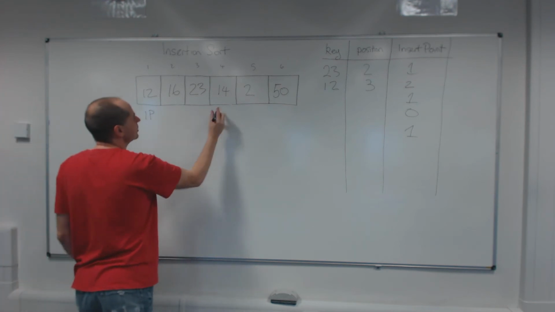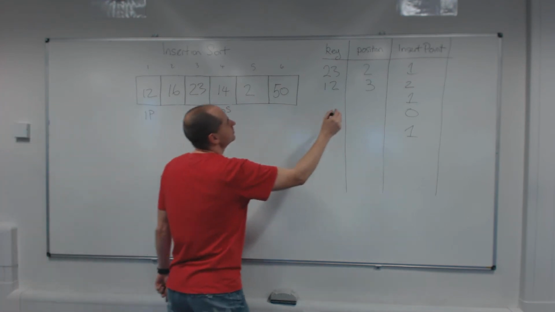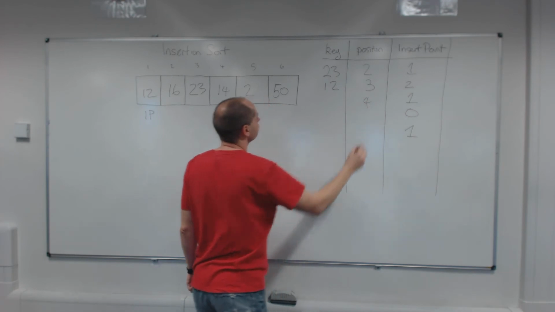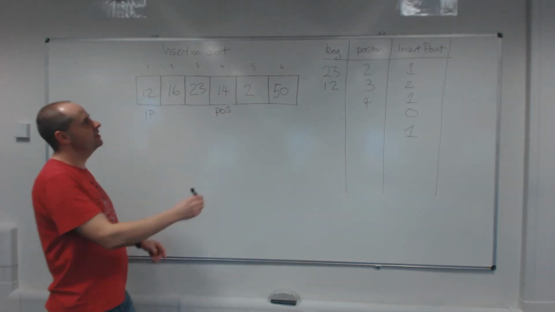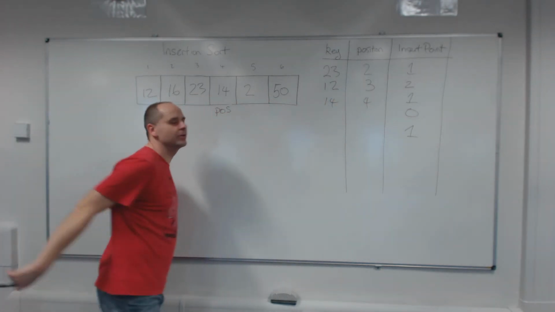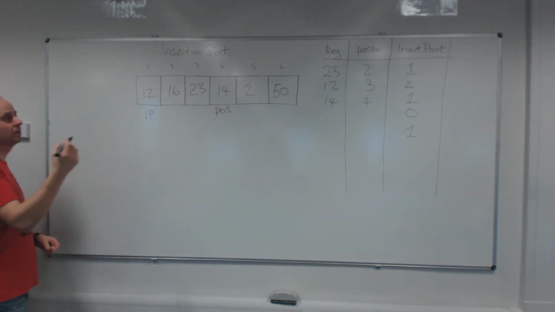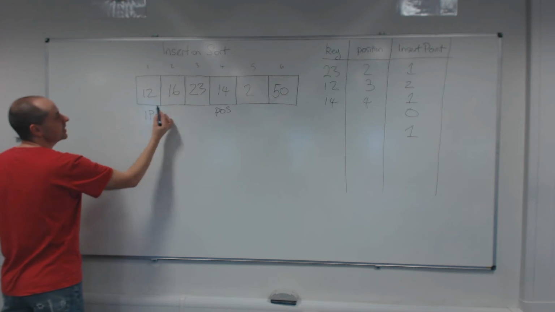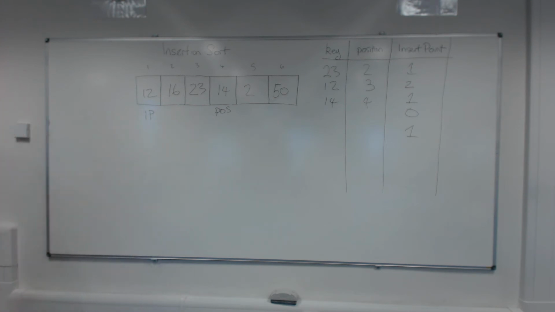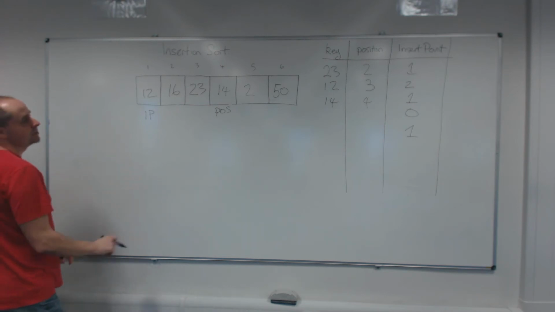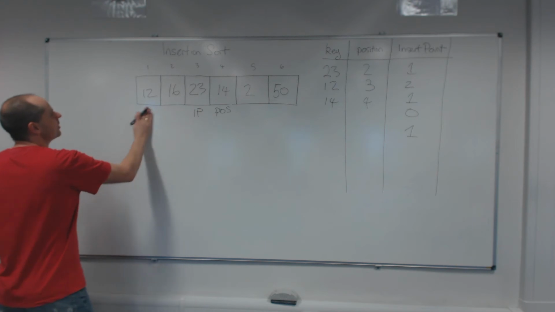So we move pause across to 4. Grab hold of the key that's there. That's the one we're going to try and find the right position for. 14. Now if you look, these numbers to the left of 14 are in order. So that premise of everything we've looked at so far is in order. Okay? Set the insert position. So the insert position is going to go there to 3.